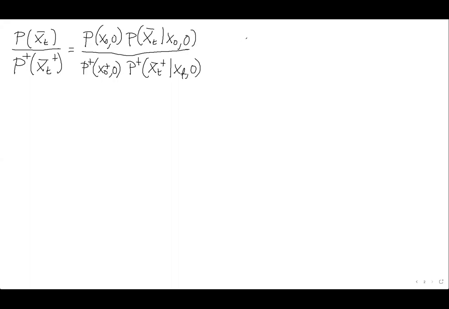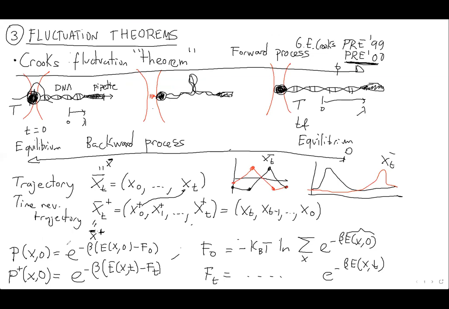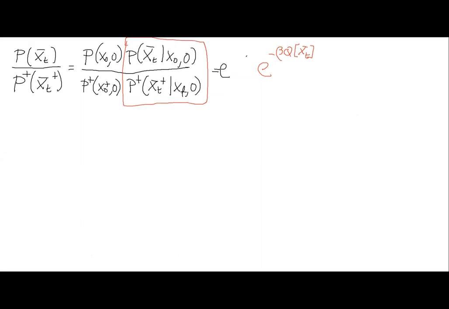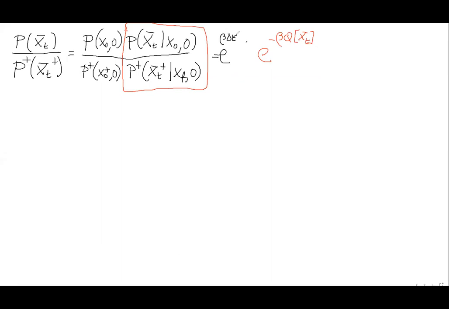Actually, this is related to what I explained yesterday. Recall that the ratio between these two conditional probabilities is related to the heat. This is what I assumed yesterday. And we can say that this part is just e to the minus beta, the heat associated to the trajectory x_t. And the second thing, because we start and end in equilibrium, we can use this relation and see that the ratio of probabilities is e to the minus beta times the difference of the energies minus the difference of the free energies. So we can write this as e to the beta (delta E minus delta F).